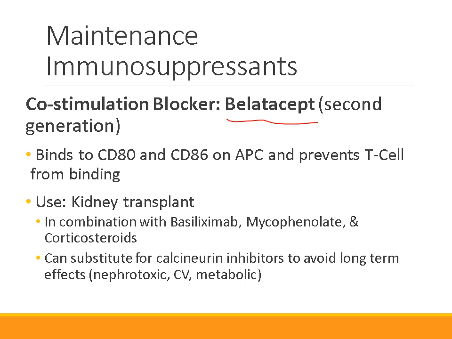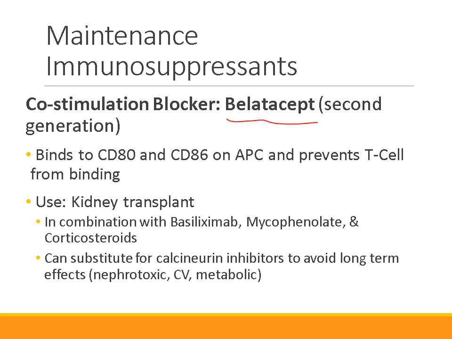You have the actual presentation of the antigen, and that's where the signal 1 activation comes from. And then signal 2 of T cell activation is where the antigen presenting cell binds to the T cell in that second place, that co-stimulation receptor. So this prevents that co-stimulation, blocking signal 2 of T cell activation, which ultimately prevents the T cell from being activated and prevents proliferation of T cells.